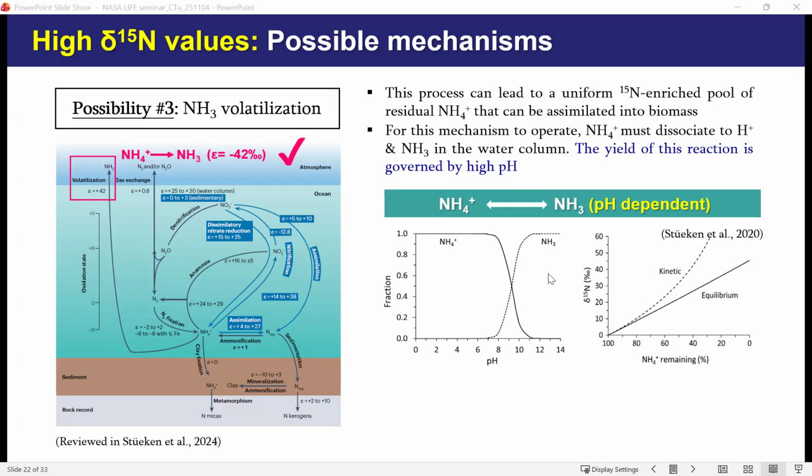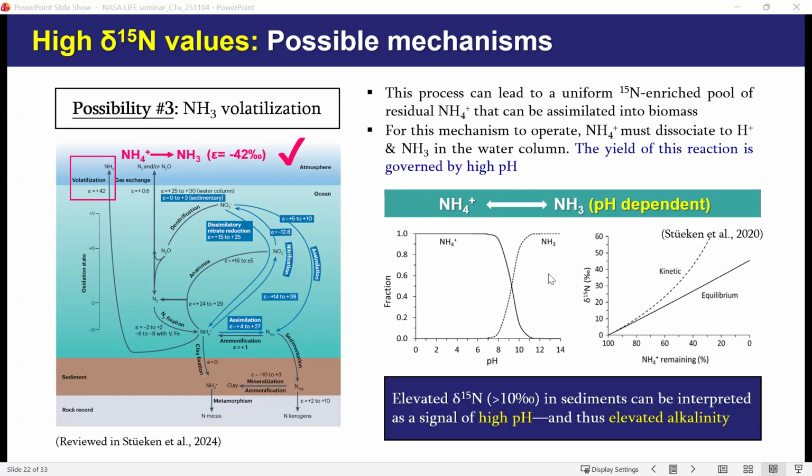As a result, elevated delta 15N values, usually greater than 10 per mil, in sediments can be interpreted as a signal of high pH and thus elevated alkalinity. This relationship has been documented in both modern and ancient alkaline lake systems. So the Phosphoria basin was possibly alkaline.